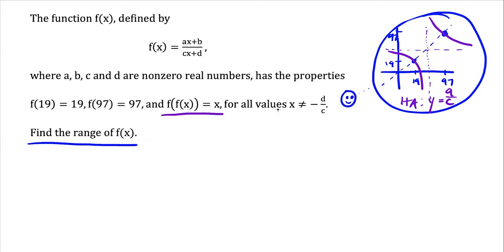This just gives me a rough idea so that when I start this question, I have an idea of what my answer is going to look like. So our range is going to be all y values except this horizontal asymptote. So now we're going to find that horizontal asymptote, a over c.